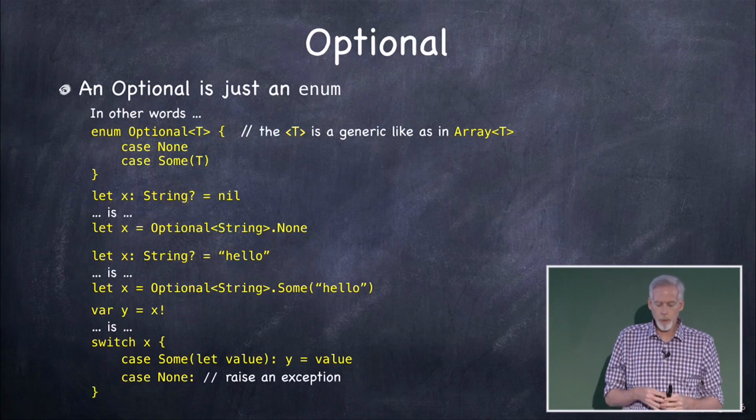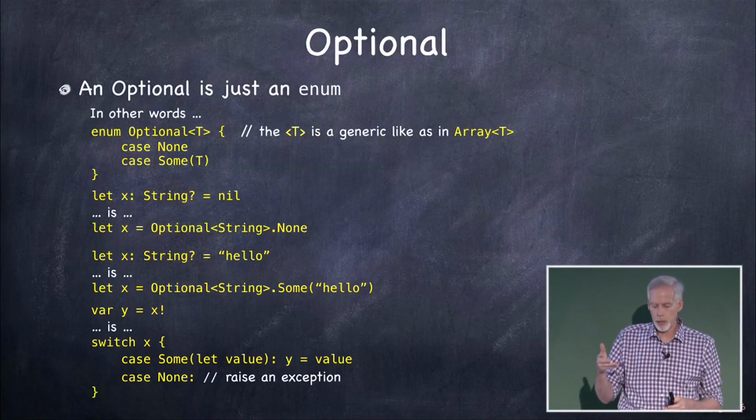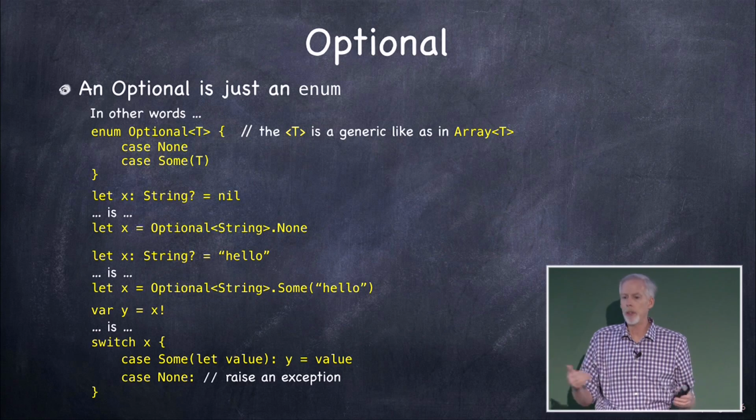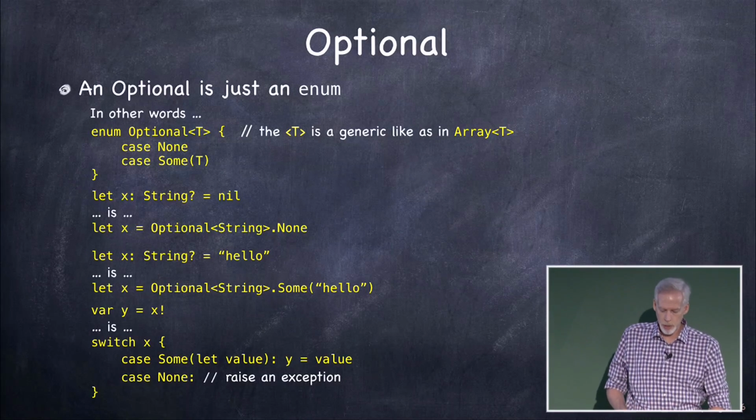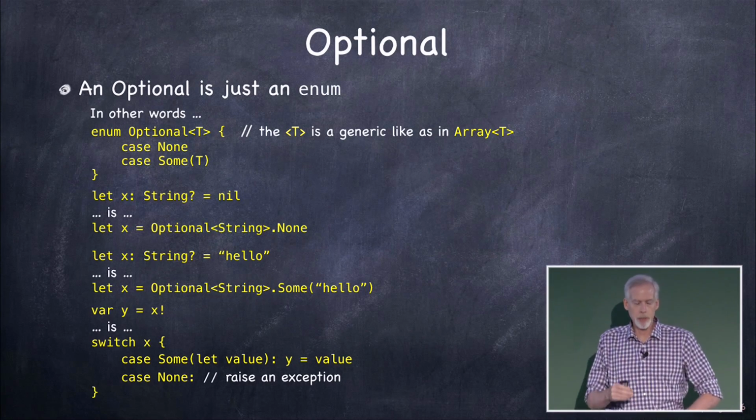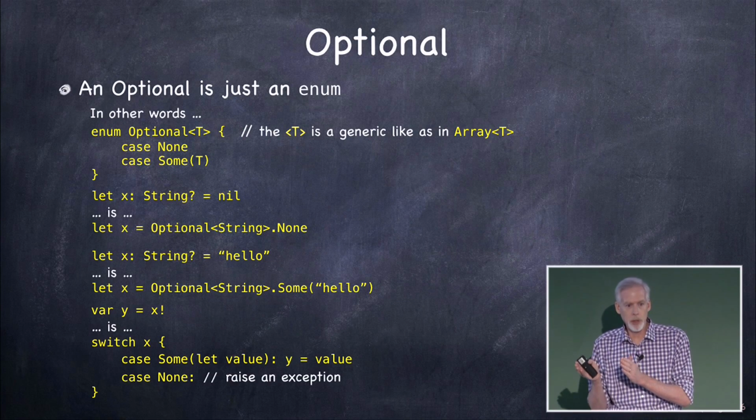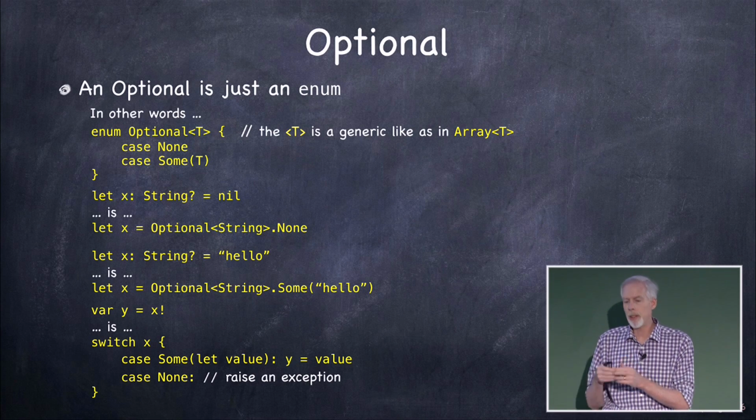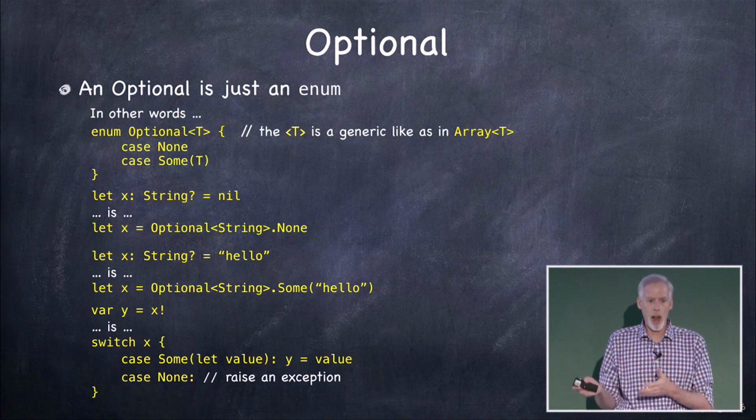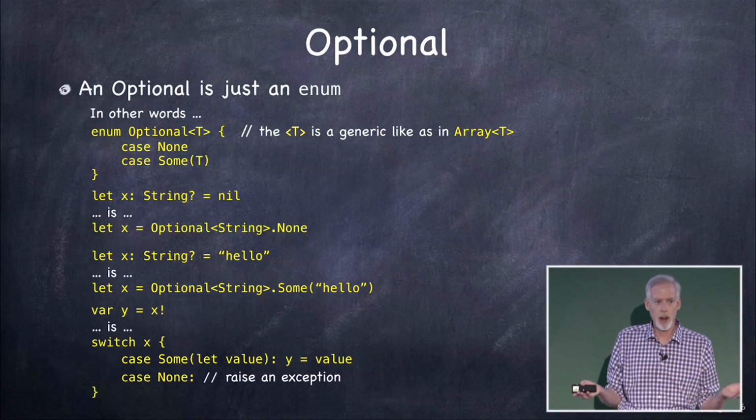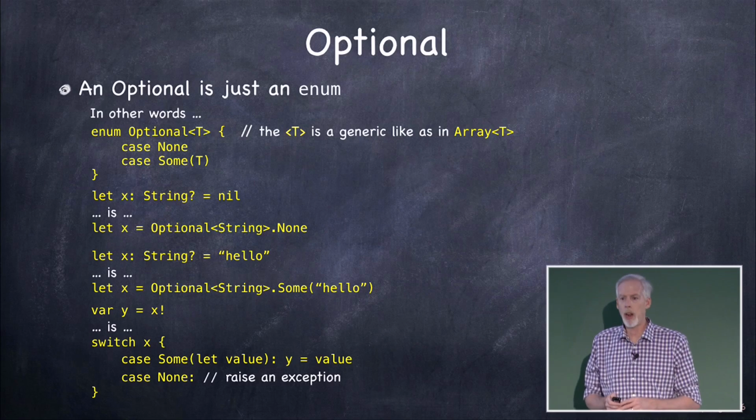And similarly, if I unwrap, if I said var y equals x unwrapped, that just means switch x, because we know that the way we unwrap optionals and get their associated value is with switch. So I'm going to switch on x. And in the case of some, I'm going to do that let value thing, so I can grab the associated value, and then I'm just going to set y equal to that value. In the case none, I'm going to crash. I'm going to raise an exception, okay, because that's what unwrapping an optional that's not set is supposed to do. It's supposed to crash. Okay?